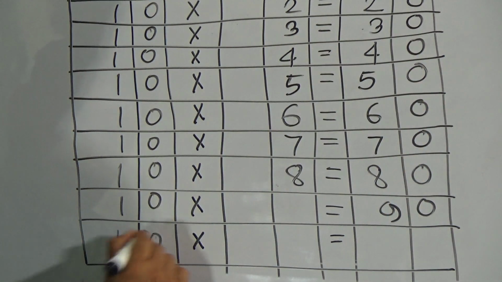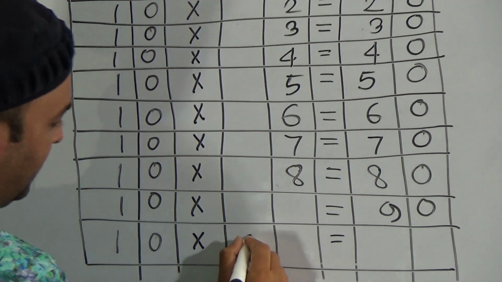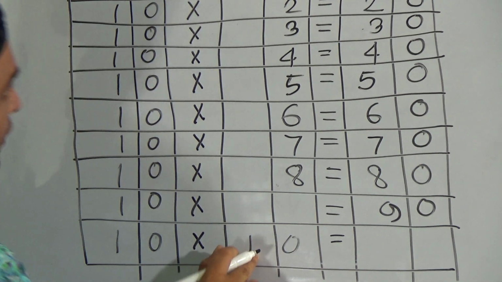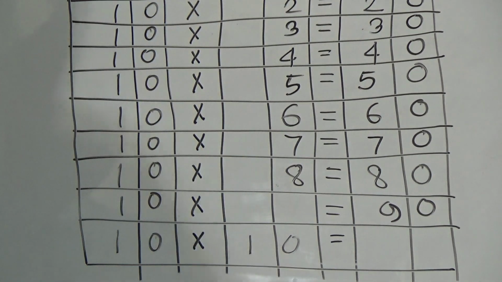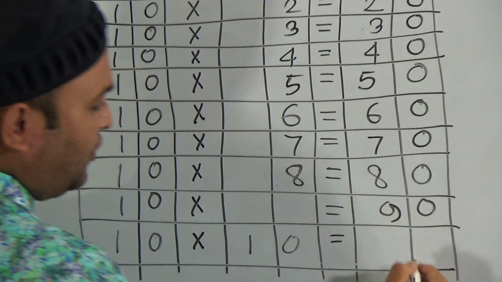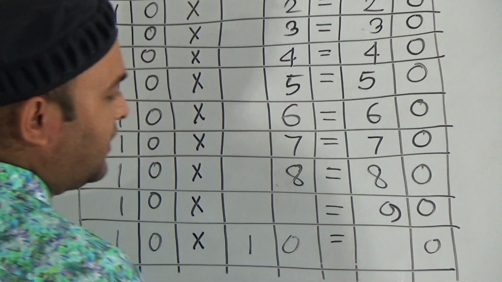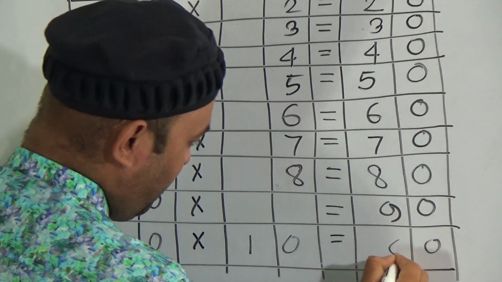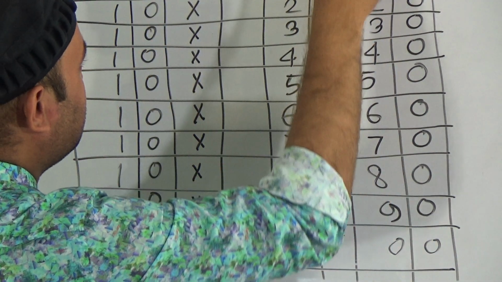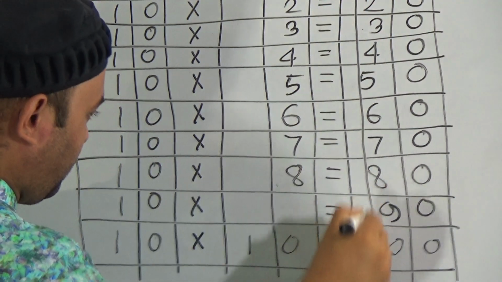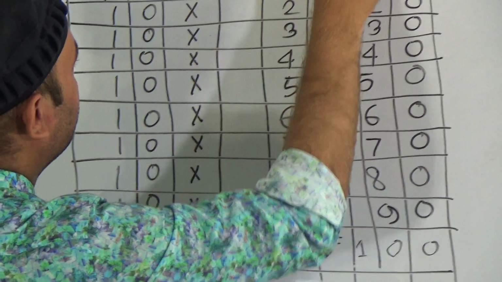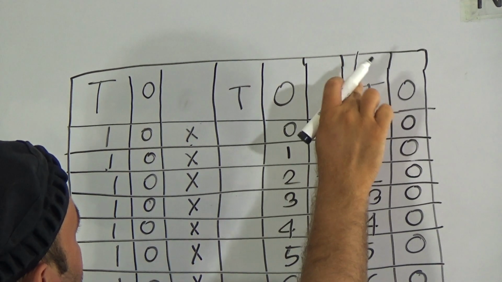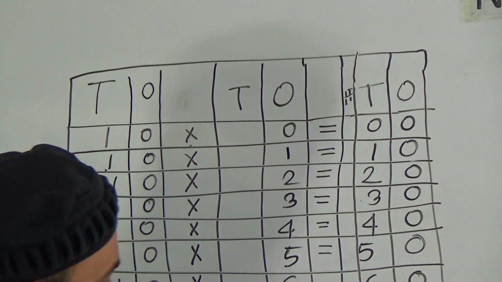10 tens are 100. Here 1 will be 10's place and 0 will be 1's place. 10 tens are 100. So here 0 will be 1's place, again 0 will be 10's place, and 1 will be the 100 place.